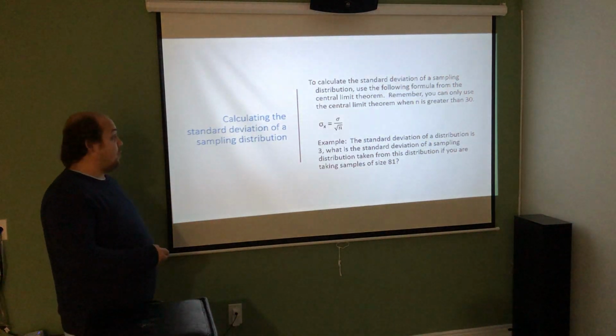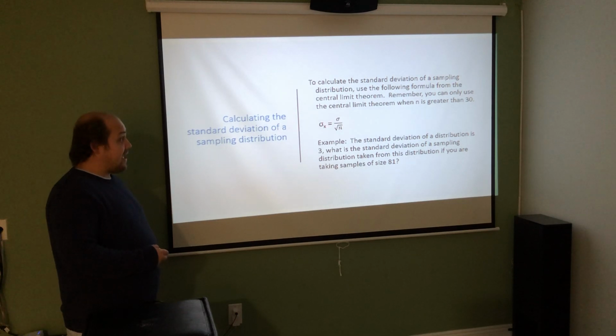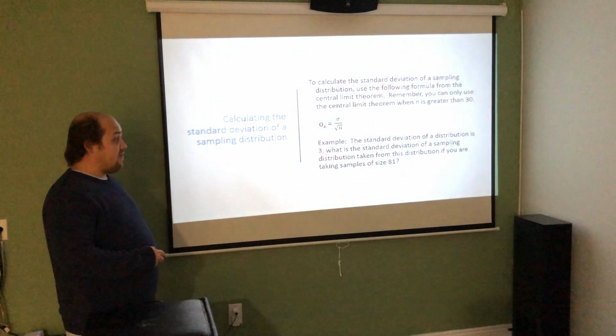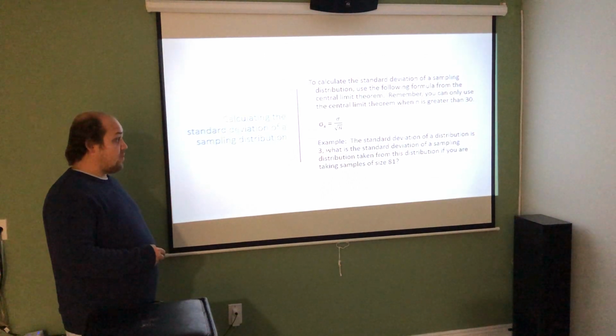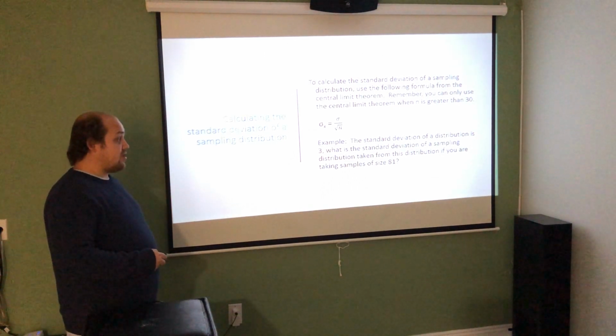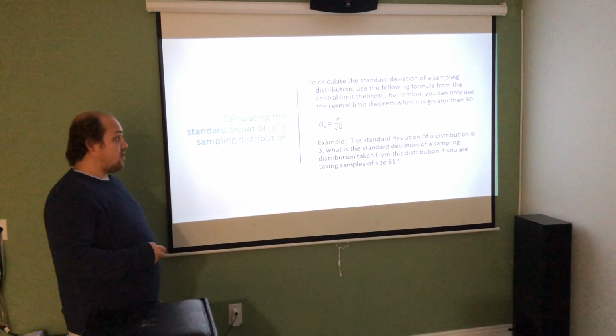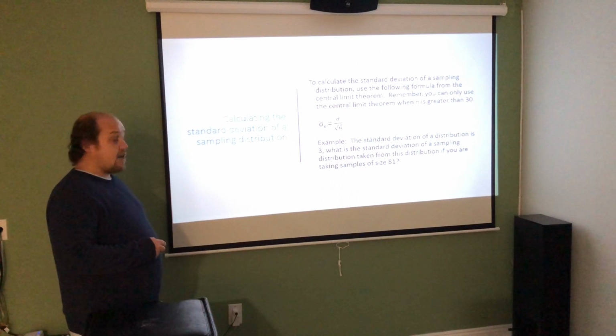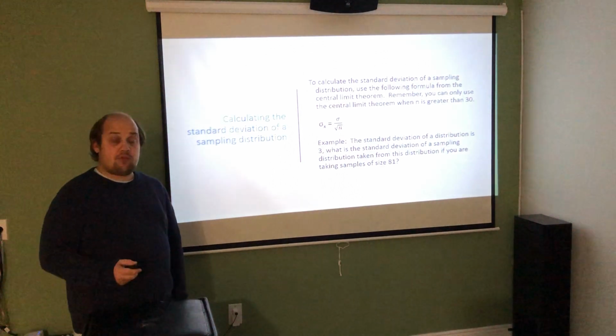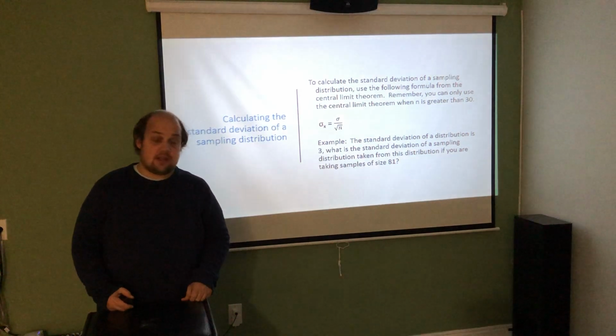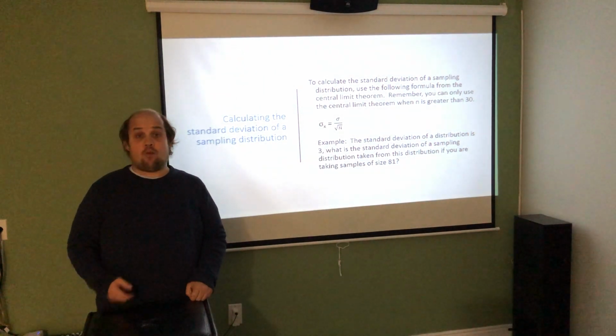As opposed to when we have to calculate sigma sub x bar, it's sigma over root n. If the original standard deviation was 3, what's the standard deviation if you're taking samples of size 81? So this would put 3 where I see sigma. Where I see n, I'd put in 81. So it would be 3 over the root of 81. That would become 3 over 9, or 1/3.